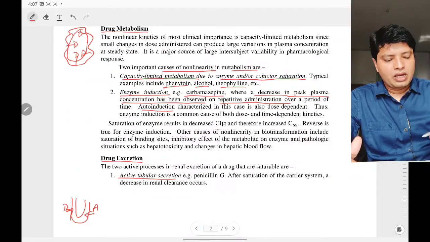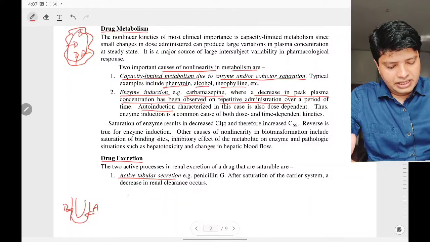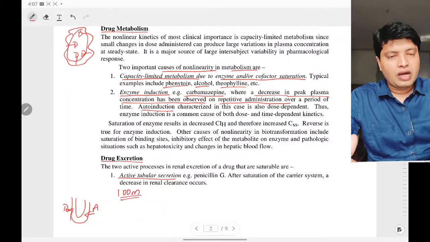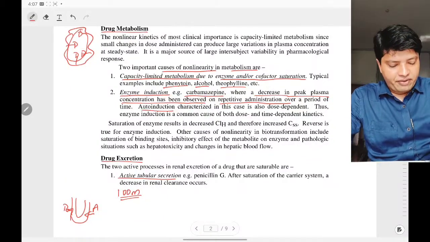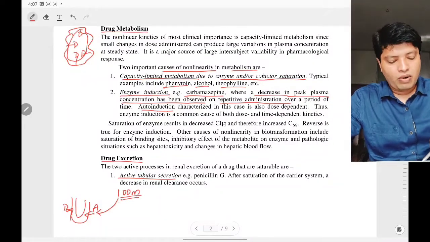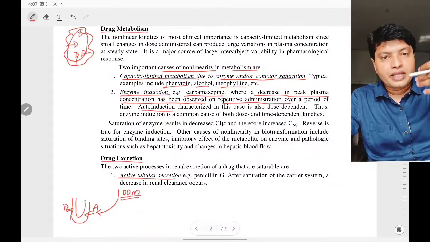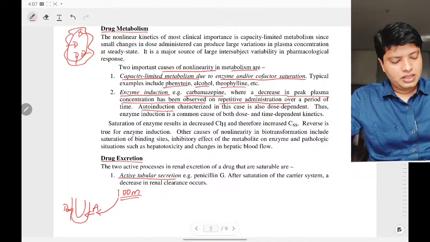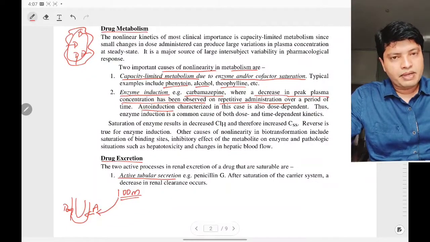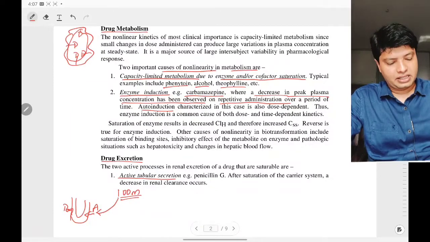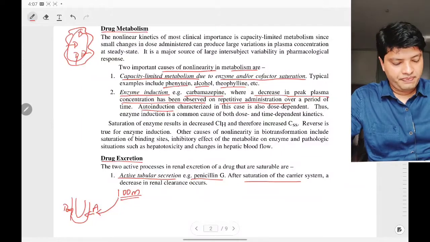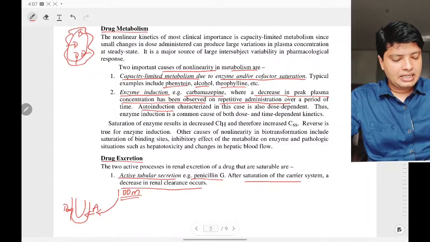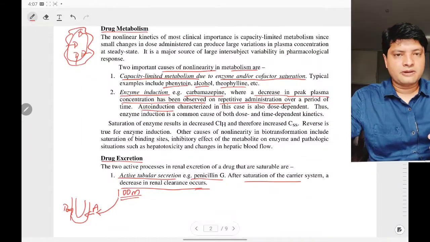Let's say if the drug is not actively secreted, the amount of drug present in plasma is 100 molecules. Even after metabolism and normal excretion, if there is active secretion in the tubule, more and more drug is excreted into the urine. Due to this, the plasma drug concentration will decrease. See here, penicillin G: after saturation of the carrier system, a decrease in renal clearance occurs.